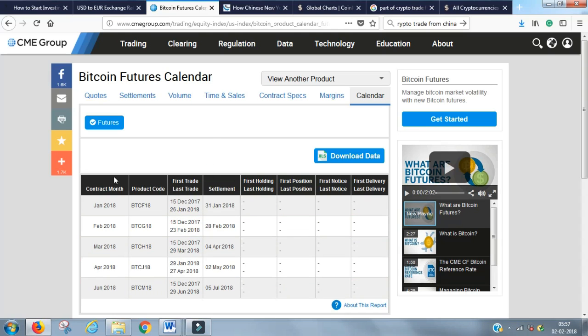And what we see is that the Bitcoin futures were introduced in mid-December, meaning that's where the traditional world of investing started having a larger impact on the prices. And why is that?